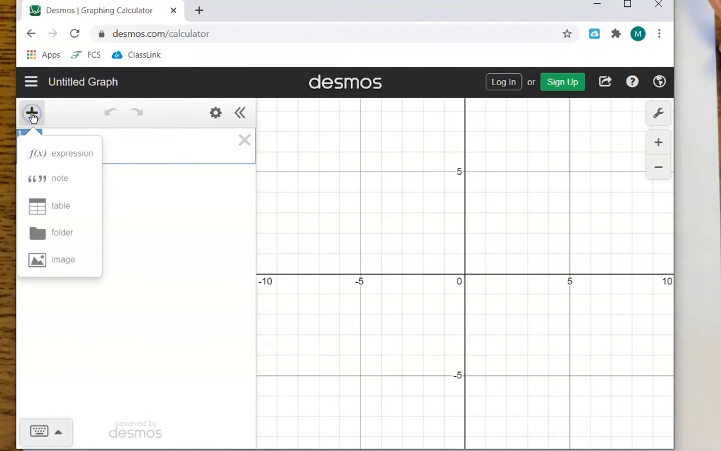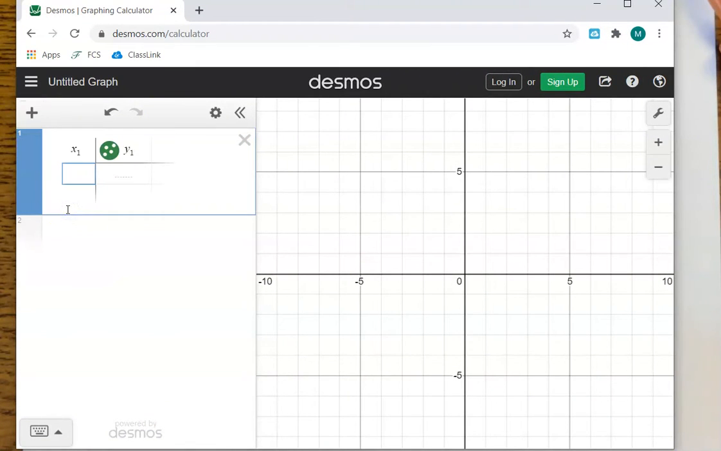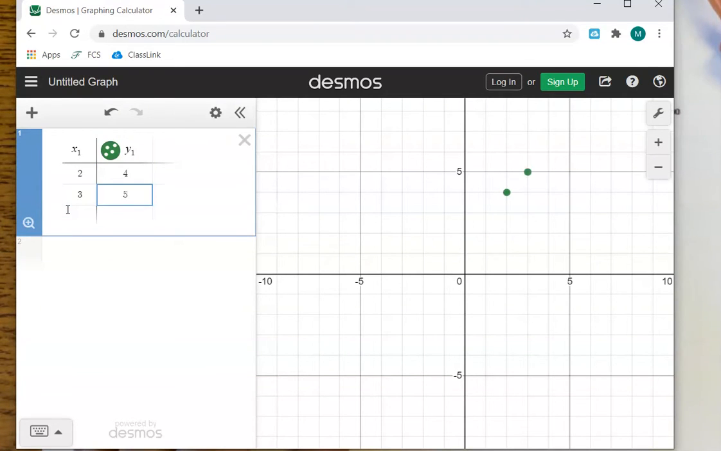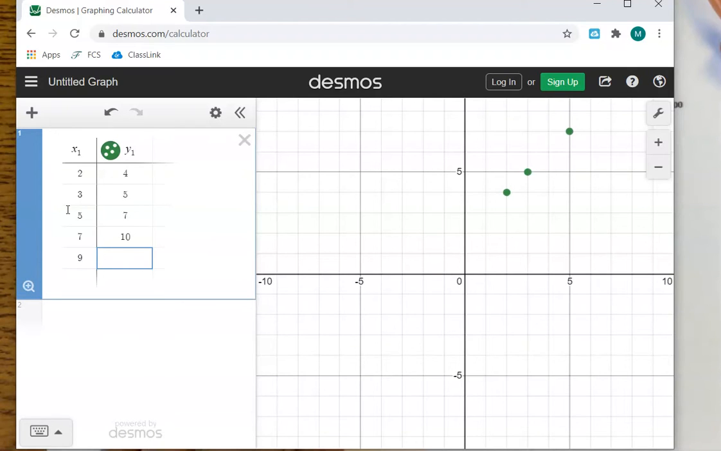Alright, I'm going to start off by clicking Add, Table. Now I'm going to plug in my X and Y values. So I'm just taking these straight from the packet. So 2, 4, 3, 5, 5, 7, 7, 10, 9, 15. Alright, that's all my data set.